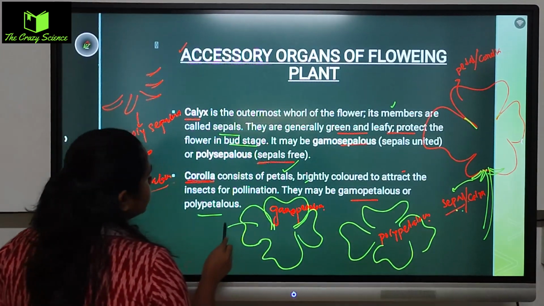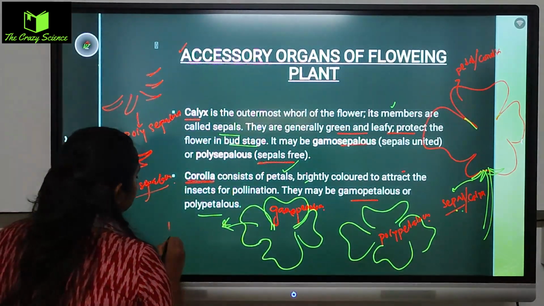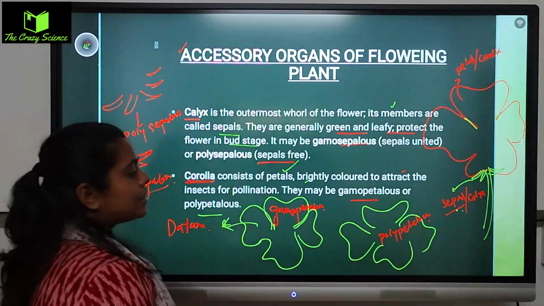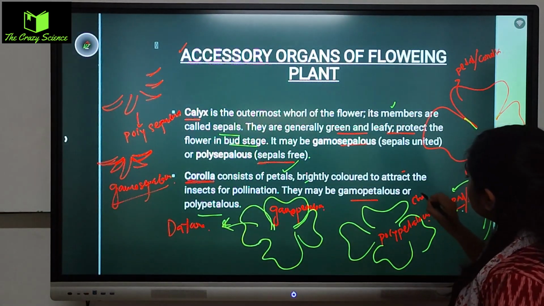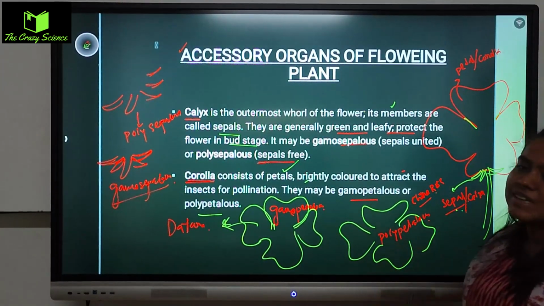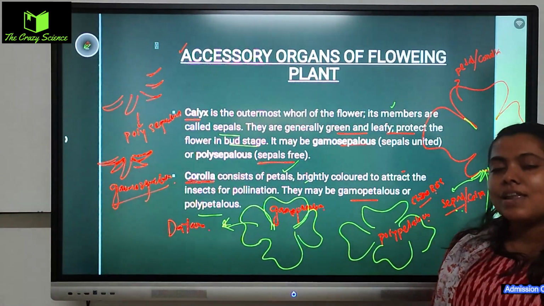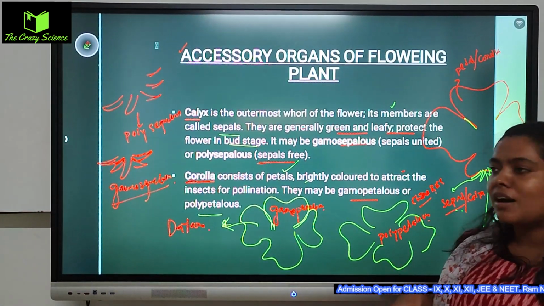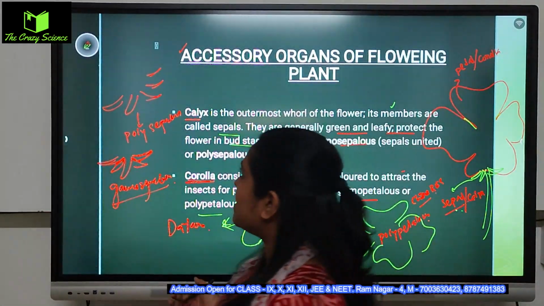For example, you will see gamopetalous where the petals are very connected, they are not free, in the dhatura flower, and you will see polypetalous in the China rose, means the hibiscus. So it's very easily seen, it's not connected, you can just pluck the petals out very easily. China rose is available in everybody's house, easily seen, not a big deal for that.